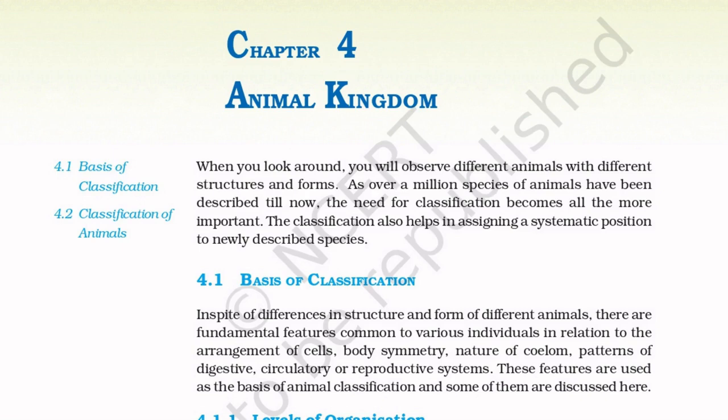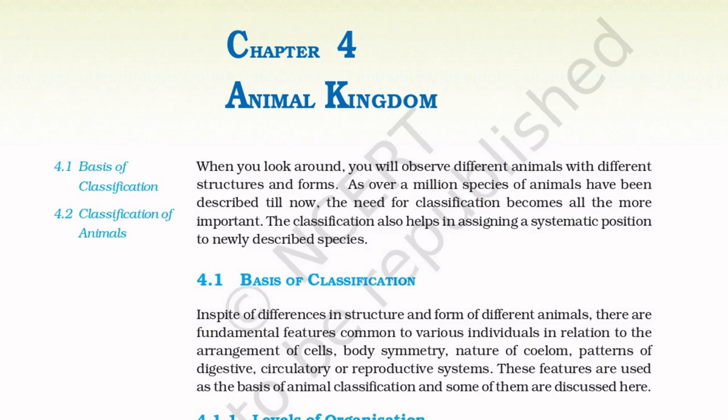4.1 Basis of classification. In spite of differences in structure and form of different animals, there are fundamental features common to various individuals in relation to the arrangement of cells, body symmetry, nature of coelom, patterns of digestive, circulatory, or reproductive systems. These features are used as the basis of animal classification, and some of them are discussed here.